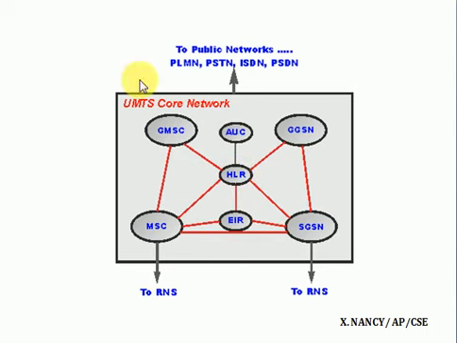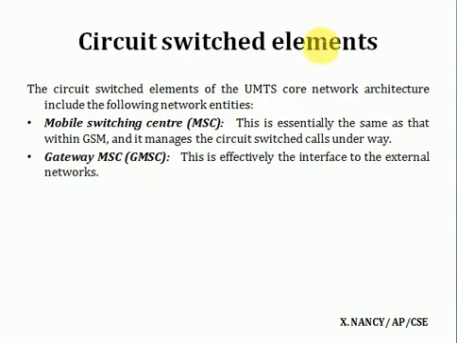So this is the core network, which will be connected to the public network as we said above, as well as it is also connected to the various RNS, which is radio network subsystem. When we move on with the circuit switched elements in detail, it is of two entities. One is mobile switching center and the other is gateway mobile switching center. We know that the mobile switching center is to manage the circuit switched calls, what are all the calls coming into the mobile stations, and the gateway is to act as an interface to the external networks.